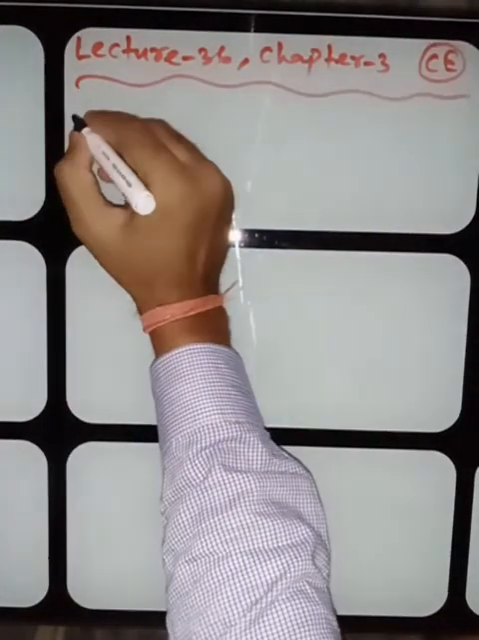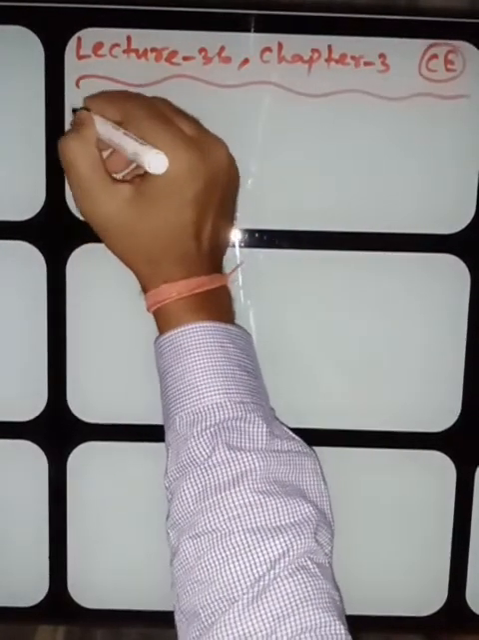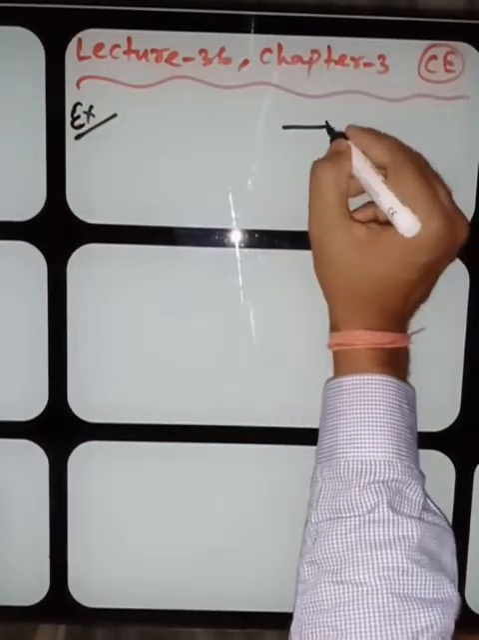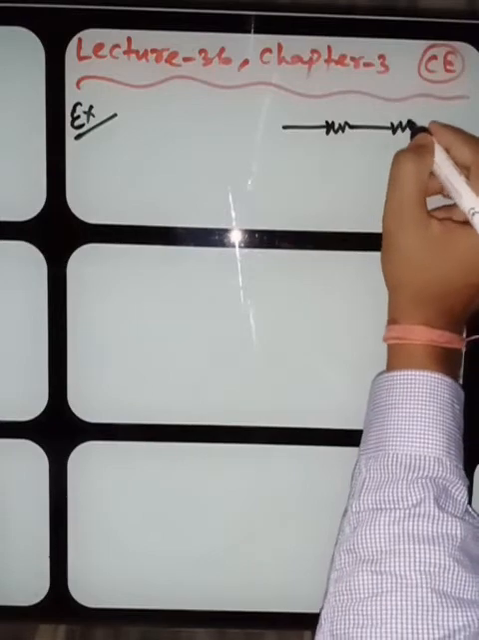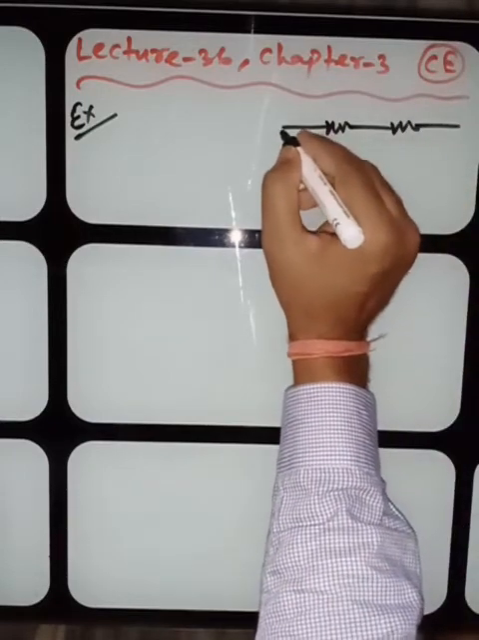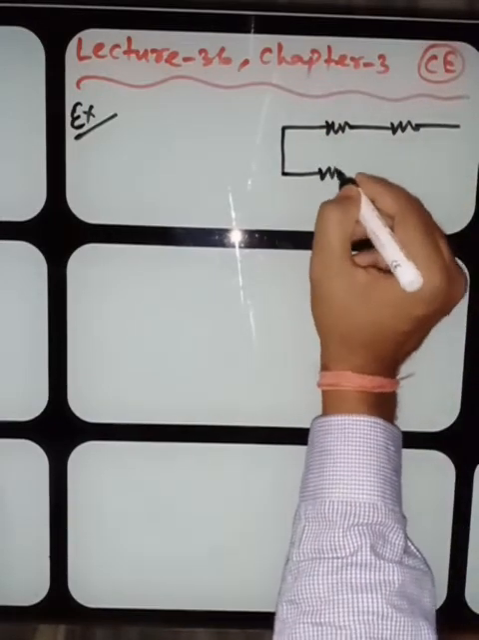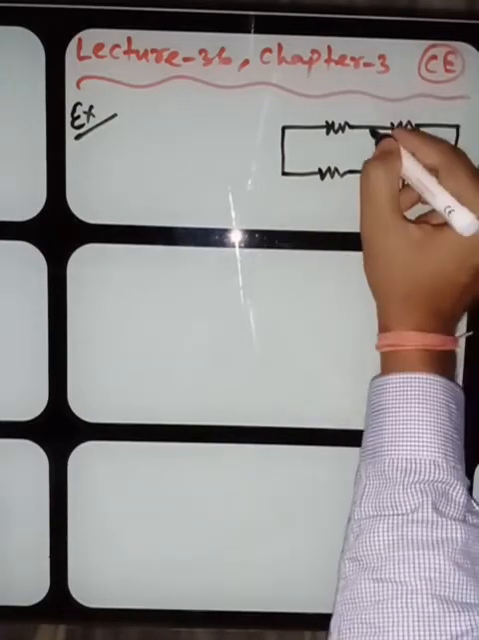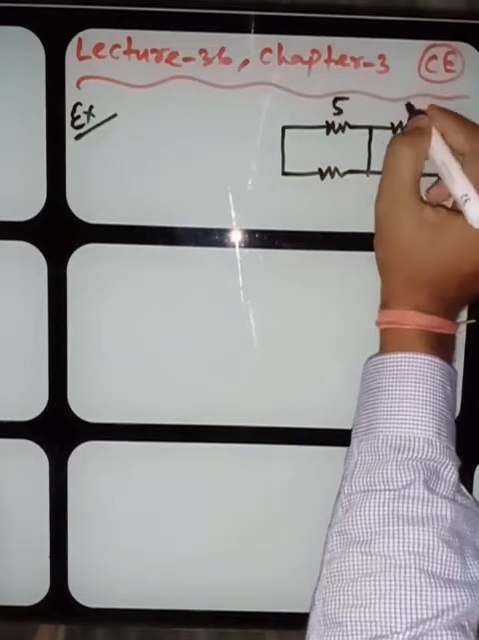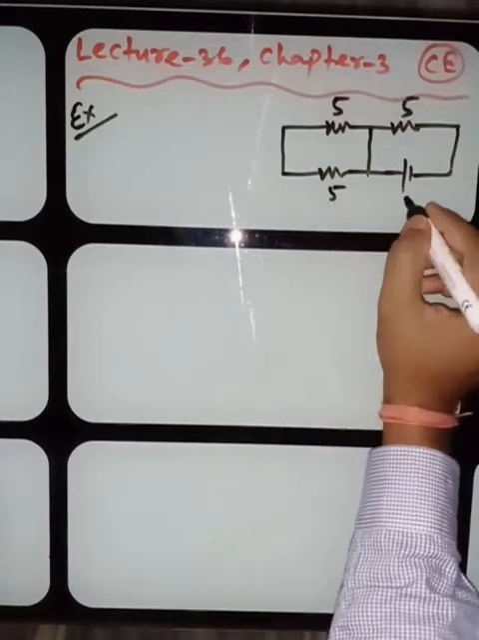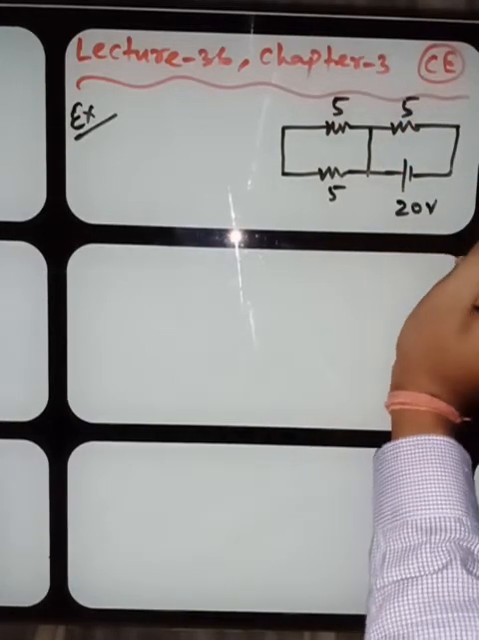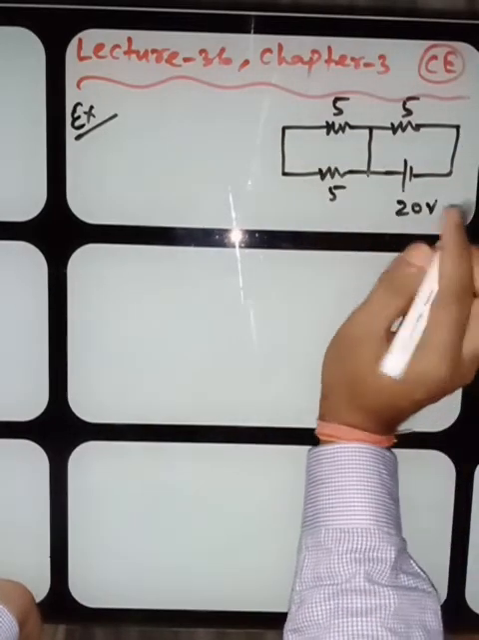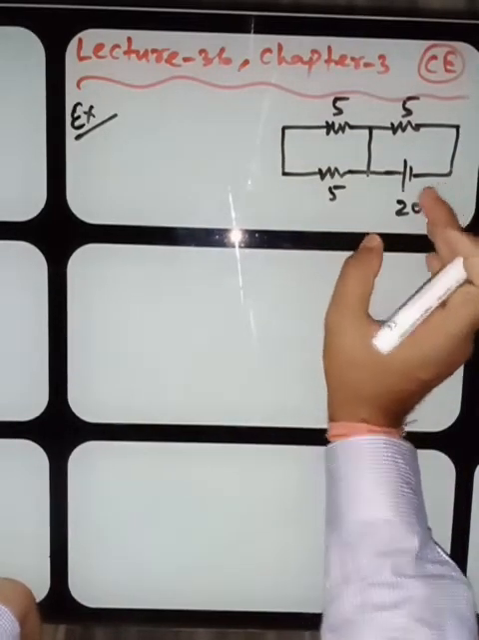So the first question of today's lecture: you have to find the equivalent resistance. Very simple. Here a battery and a simple conductor are connected, with 5 ohm, 5 ohm and 5 ohm. Suppose a 20 volt battery is connected. Now my dear students, you have to find the equivalent resistance between these two points. So try to see carefully and understand.